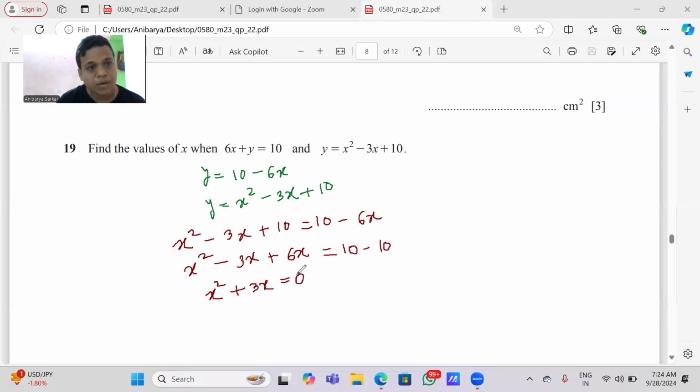Now we take common x from here. If we take common x, then inside the bracket x plus 3, equal to 0. Now we can say either x equal to 0, or x plus 3 equal to 0.